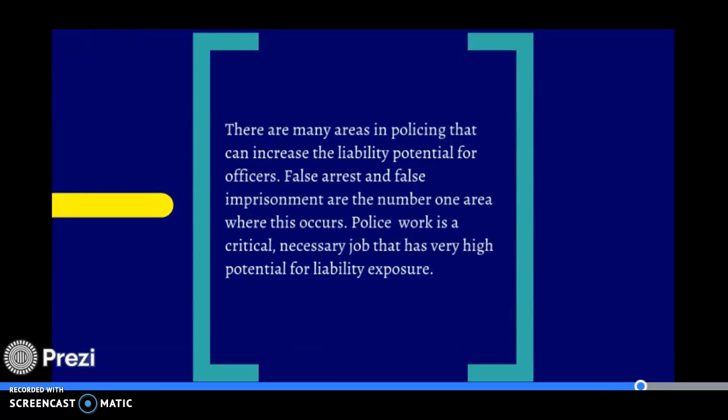There are many areas in policing that can increase the liability potential for officers. False arrests and false imprisonments are the number one area where this occurs. Police work is a critical, necessary job that has very high potential for liability exposure.